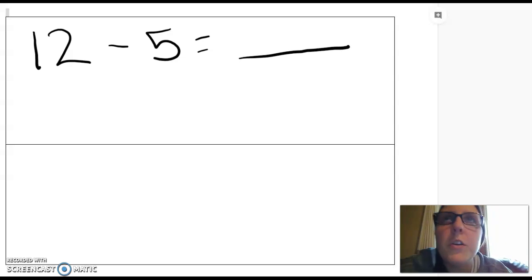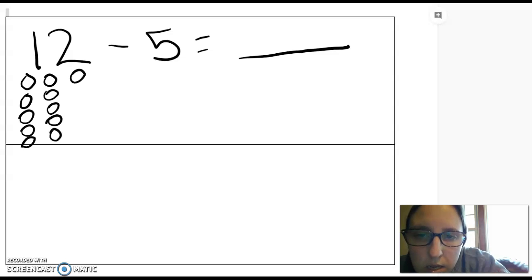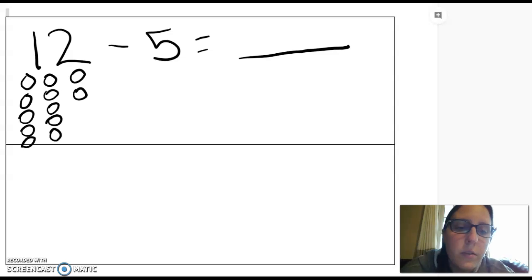Now remember, the first number is always the number that we're going to draw our picture for. Okay, so our first number is 12. That's our bigger number. When we're subtracting, we always draw the bigger number. So we're going to draw 12 circles. 1, 2, 3, 4, 5, 6, 7, 8, 9, 10, 11, 12.